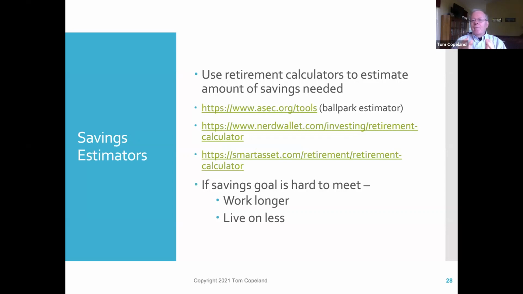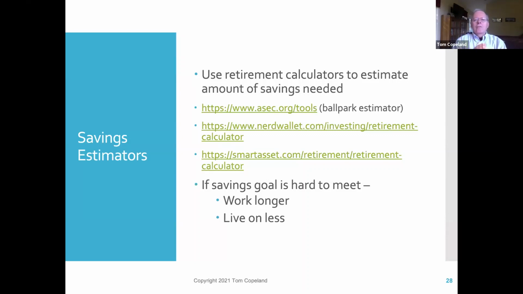How can you figure out how much you need to save? I would suggest looking at some of these retirement calculators online. You'll enter in information. What's your age? How much are you making now? How much do you want in retirement? And they'll go through Social Security, and it will say how much you need to save each month now to reach your goal. And I like the first one the best, this ballpark estimating, but there's several others that are good.